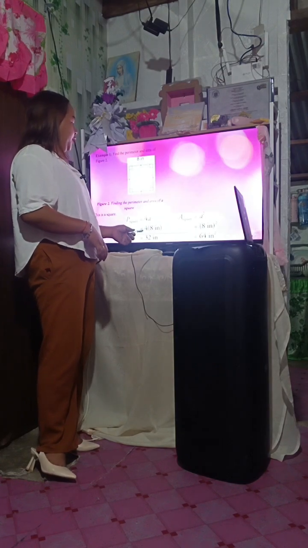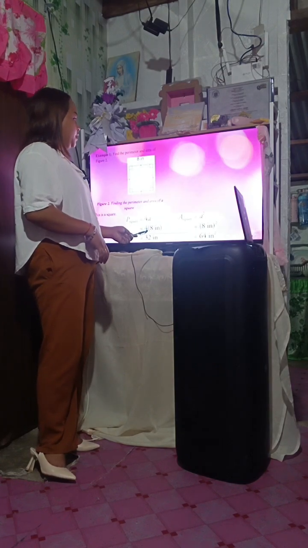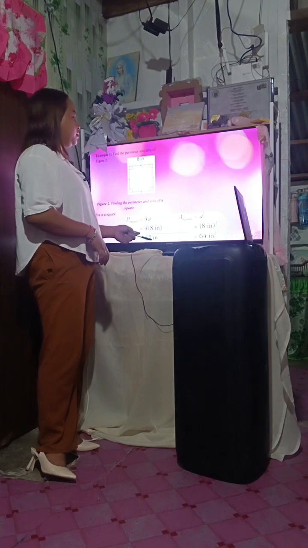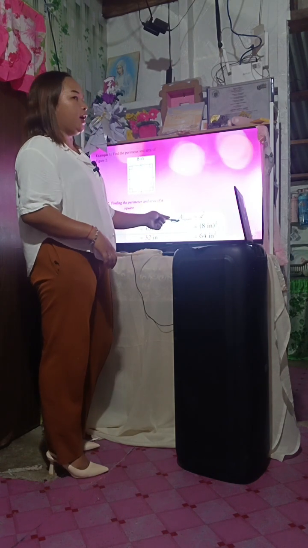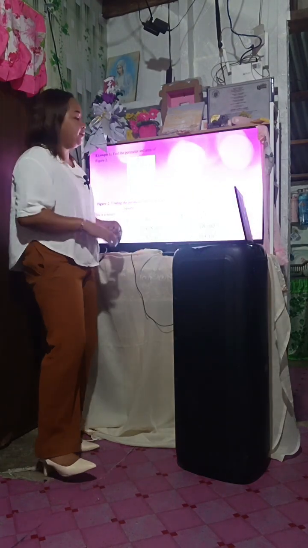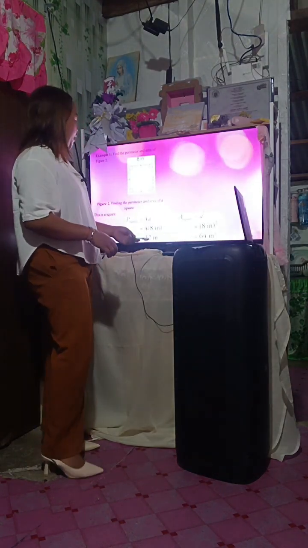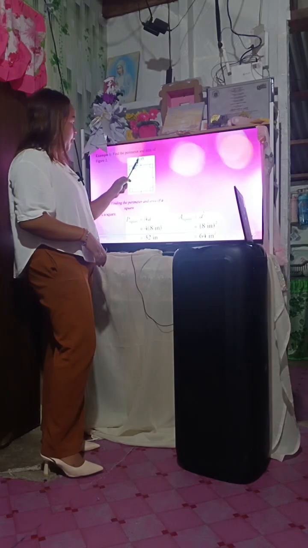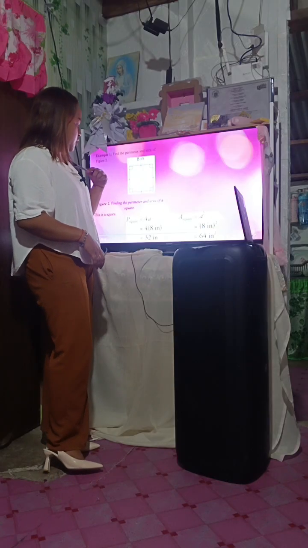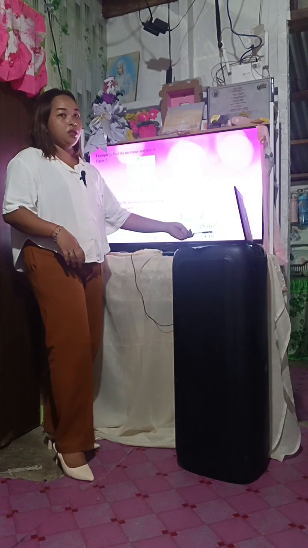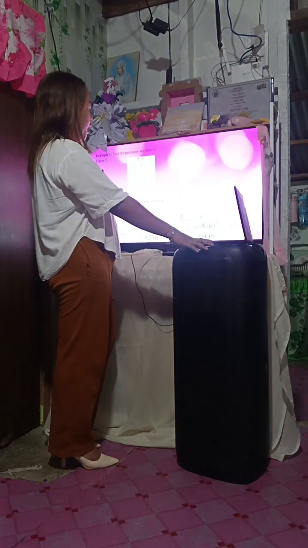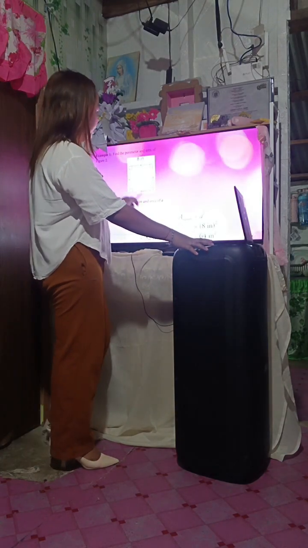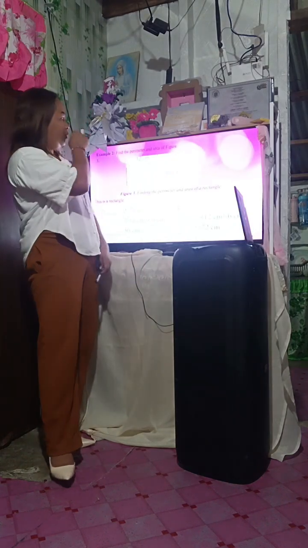So our perimeter of a square is equal to 4 times 8 inches. 4 times 8 is equal to 32. In finding the area of the square, the formula is A squared. So our A here is 8 inches. So 8 inches squared is equal to 64. So our area of the square here is 64 inches squared.